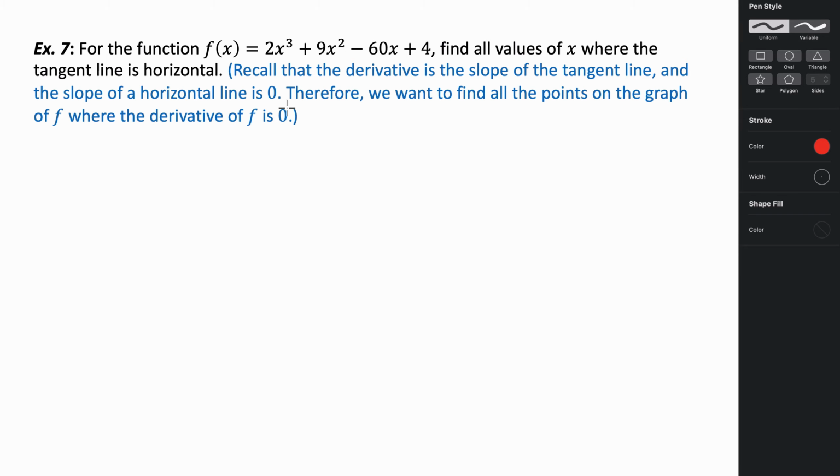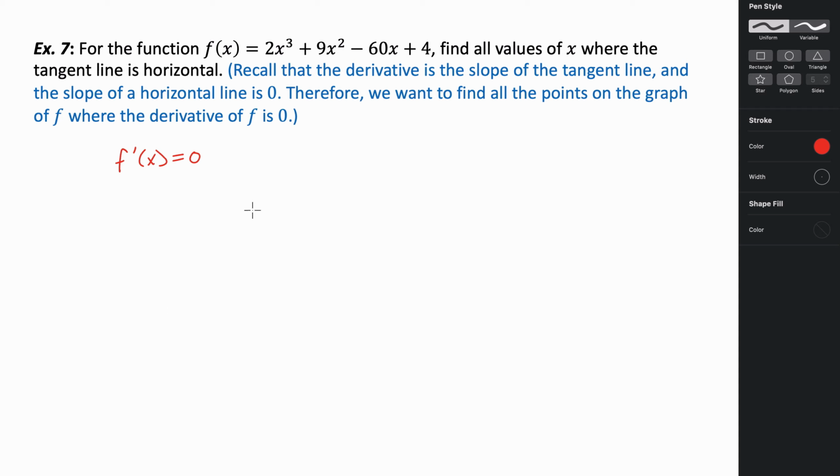For this problem, we are asked to find all values of x where the tangent line to the given function is horizontal. If you recall, the slopes of a tangent line are represented by the derivative, and a horizontal line has a slope of 0. So basically what we're asked here is to figure out when f prime of x is going to be 0.